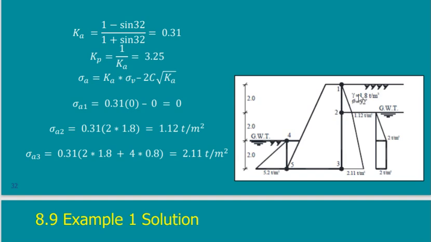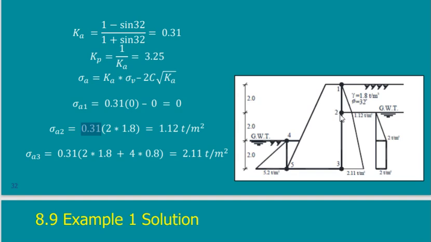I will go down to this point. At this point, I will take gamma as it is, because all of this is above groundwater table. So I will take it 1.8, and I will take a depth of 2 meters. And this is sigma active, and I will calculate everything till this point. So point 2 is okay.